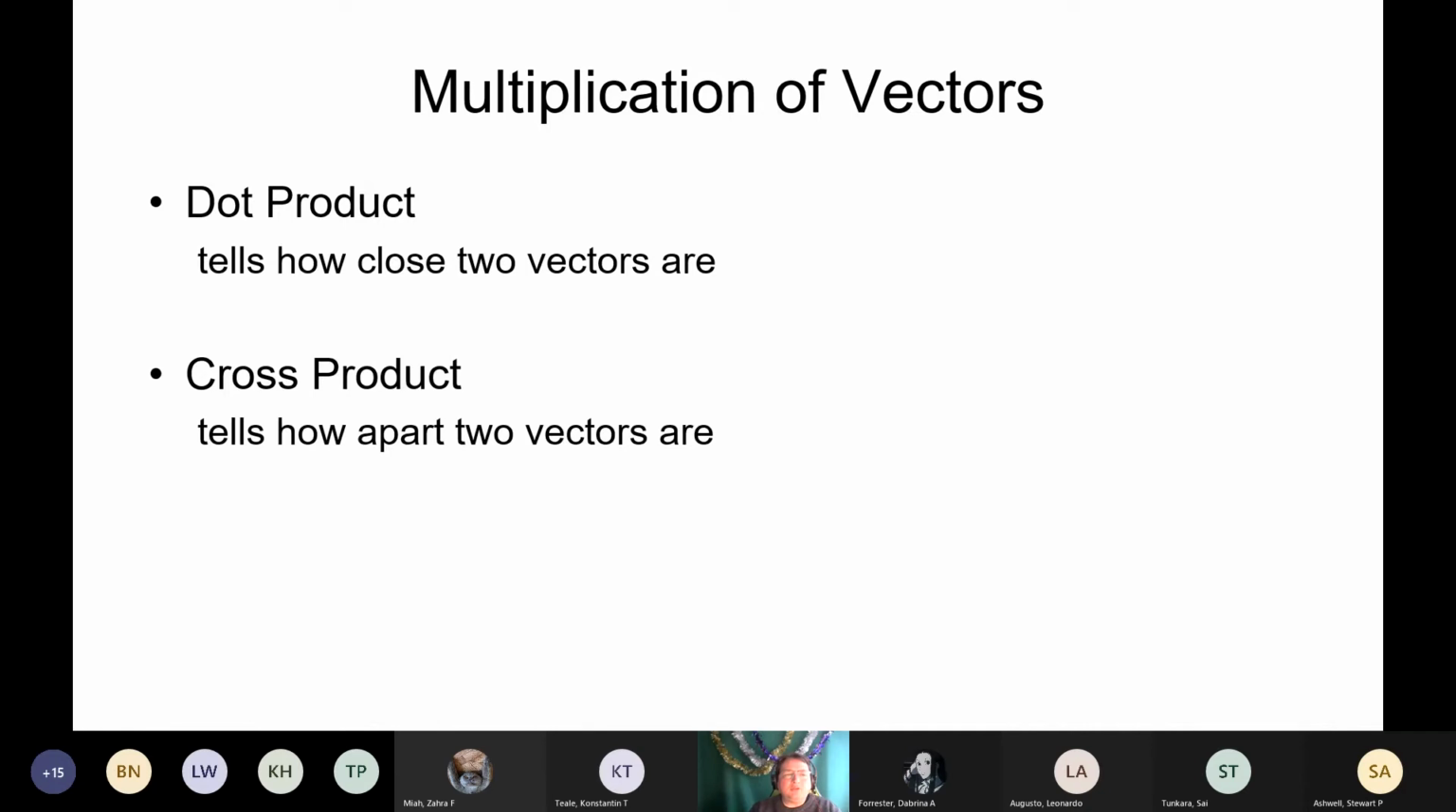One more thing: the dot product tells you how close two vectors are. So if two vectors are pointing in a very similar direction, the dot product will be near its maximum value. The maximum value of the dot product is when the vectors are exactly parallel, so there is an angle of 0 between them. And then we have the cross product, which tells you how far apart two vectors are. With a right angle between two vectors, the cross product will be at its maximum.